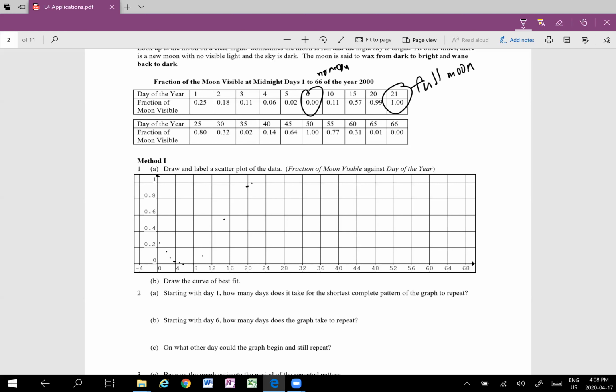Day 25 is over here, and it's 0.8. And then, where am I? Day 30 is 0.32. Day 35 is 0.02, so we're not seeing any moon again. Day 40, 0.14. Day 45, 0.64. Day 50 is 1, again another full moon.